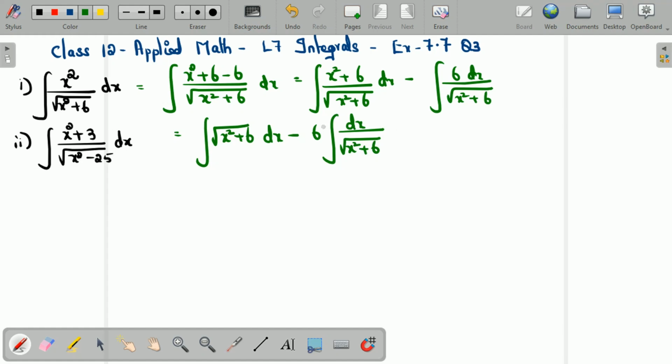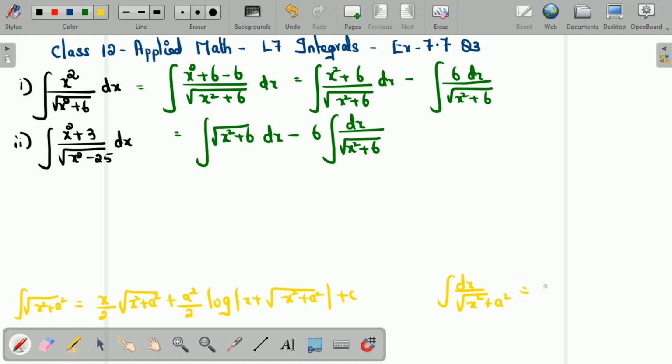Now you need to see two formulas. In the first case, let's write out the formula. Integral of root of x squared plus a squared is equal to x by 2 into root of x squared plus a squared, plus a squared by 2 log of x plus root of x squared plus a squared, plus c. This is the formula for the first case. Now let's see what is the formula for the second case. Integral of dx divided by root of x squared plus a squared is simply log of x plus root of x squared plus a squared plus c.